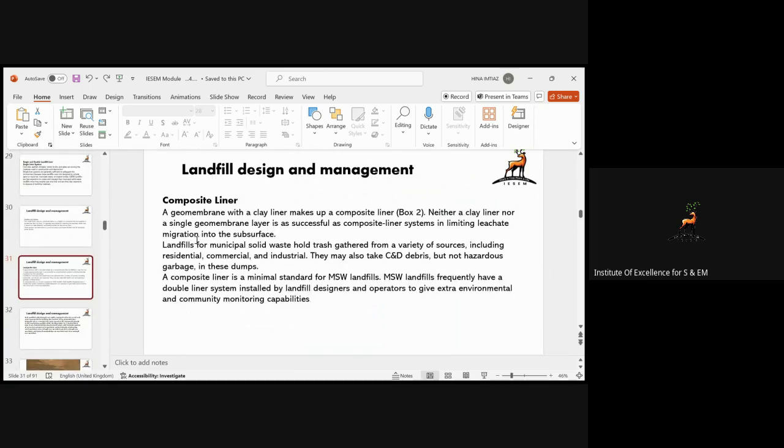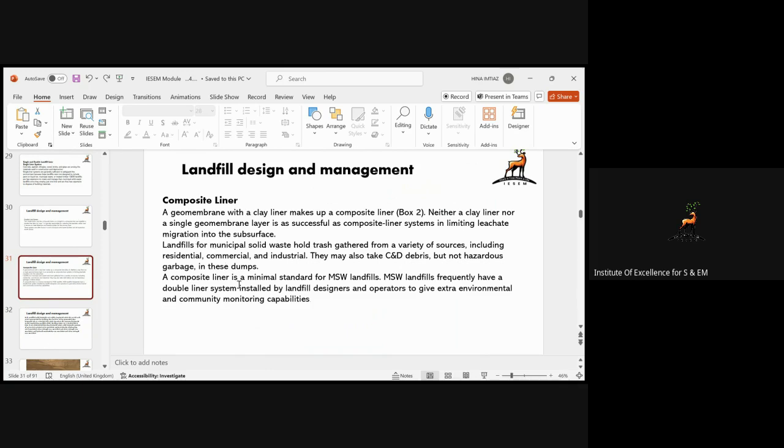composite liner, in which a geomembrane with a clay liner makes up a composite. So you are using a geomembrane and a clay. Mostly we use bentonite as the clay in the landfill, and neither a clay liner nor a single geomembrane layer is as successful as a composite liner system. If you use a single thing, either a geomembrane only or the clay, you will not receive the expected results, because the composite liner is considered one of the strongest separations between the environment and the solid waste.